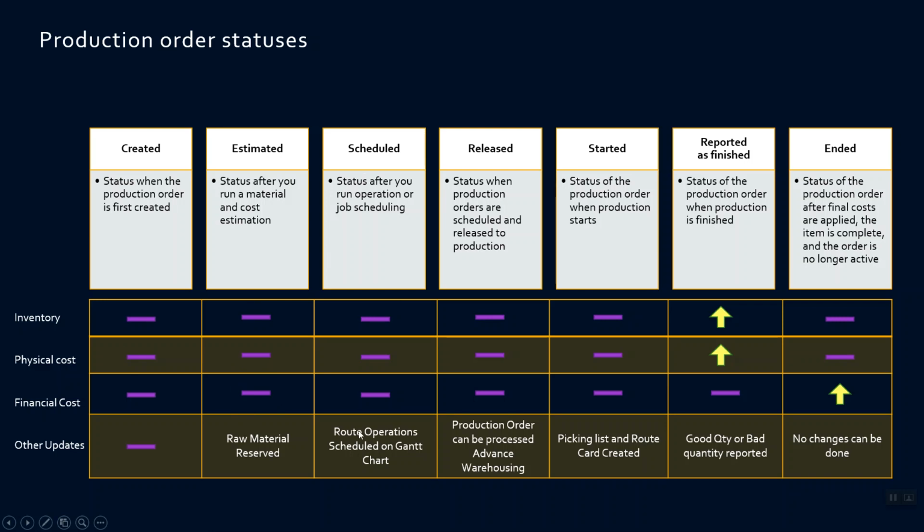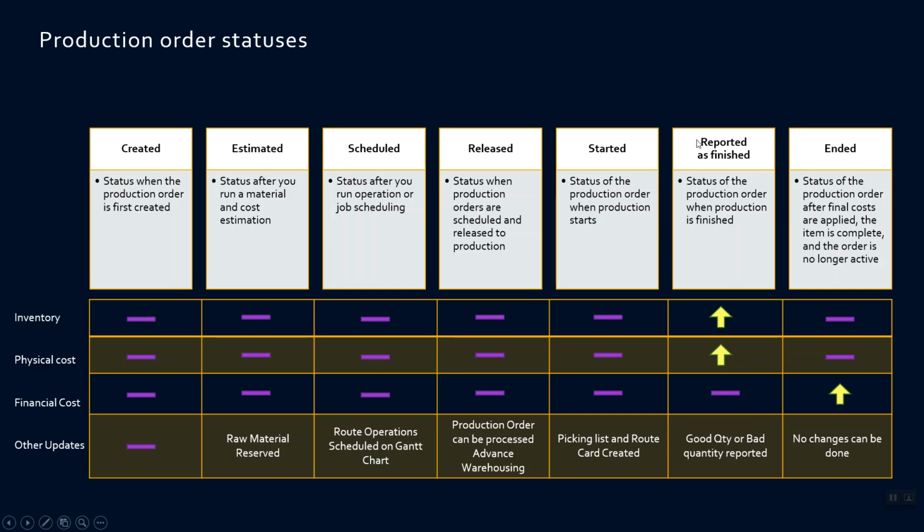When you schedule, your route operation gets plotted on your Gantt chart. When you release, this is for advanced warehousing. As I told you, it's a trigger for your production team that this particular production order is ready to start. And when you start, you are good to post the picking list and route card journals, which will consume your material, as I told you, as well as the route journal will consume your man hours.